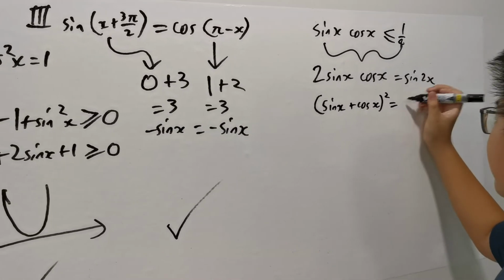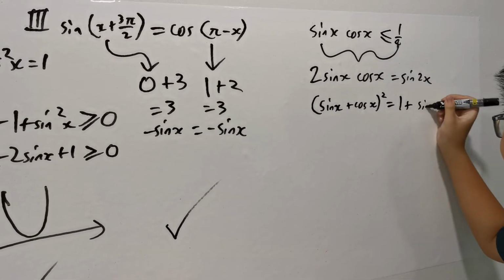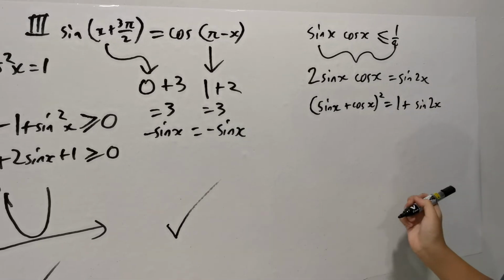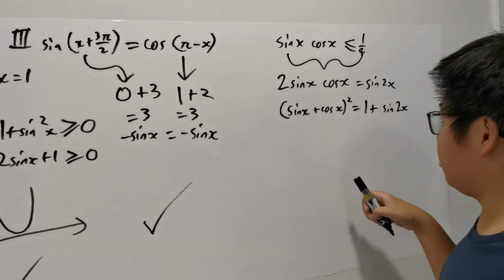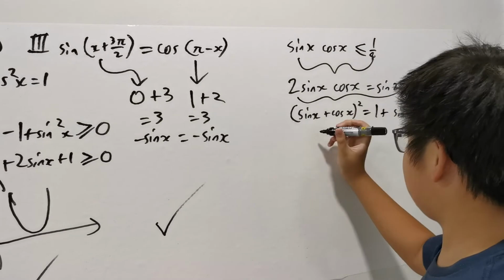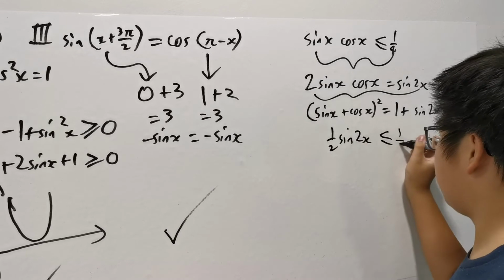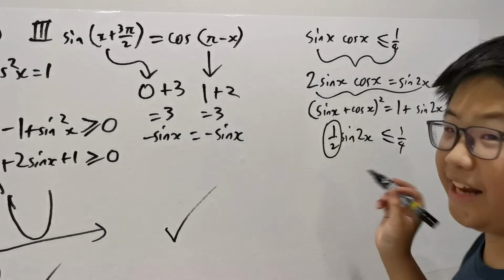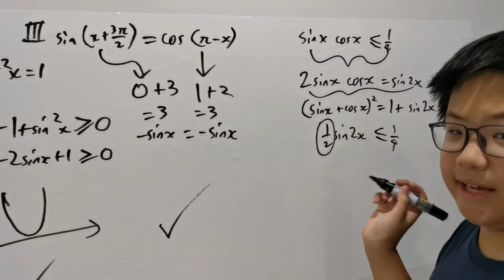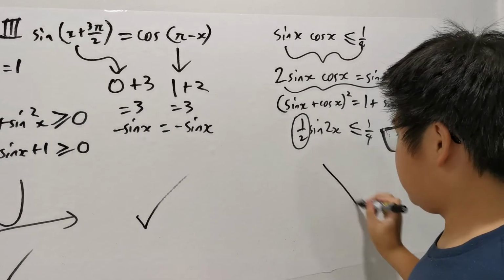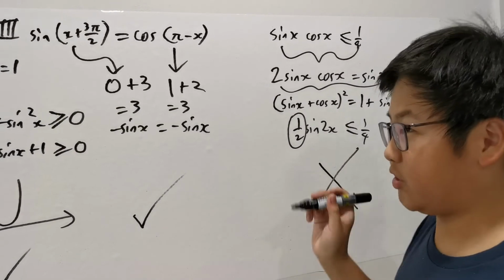In binomial expansion, but how? You can prove this on your own, but for now, we'll use this identity. Half sine 2x less than or equal to 1/4. But look, it's half and sine x reaches a maximum value of 1 and sine 2x is exactly the same. So, a big cross for that.